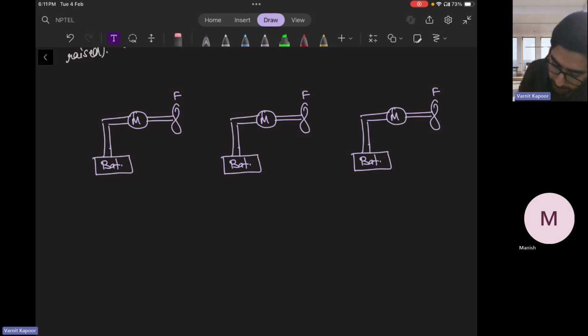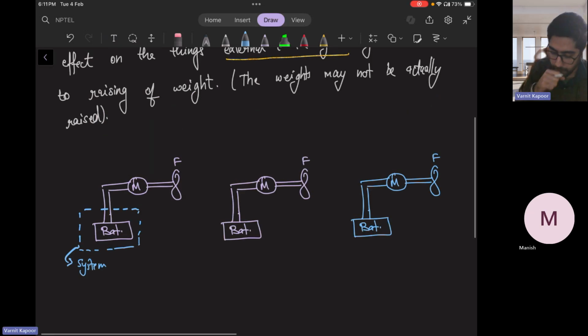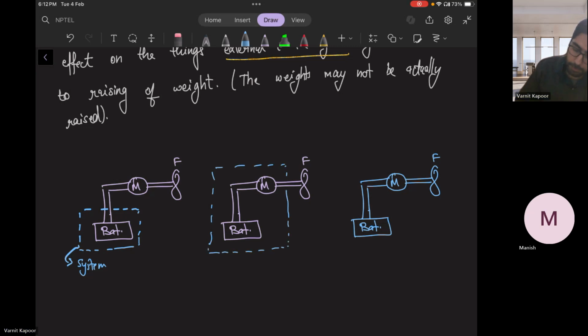My first scenario is if my system is only the battery. If this is the only system, then whatever is external to the system, basically the battery is connected through a motor and the fan is rotating. Since the fan is rotating and is external to my system, work has been done. In the second scenario, suppose the motor as well as the battery are my system. Still the fan is rotating, so again work has been done by the system. Both of them are correct scenarios.